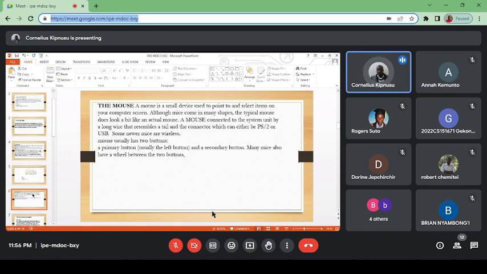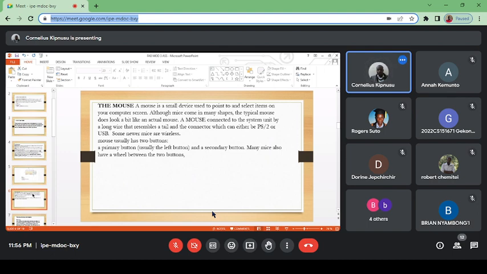So we mean that the mouse is connected to the system unit. The system unit we shall talk about later; it is under the category of hardware. So the mouse connects into a system unit either through a port called PS2 or using the USB port. USB is the universal serial bus.